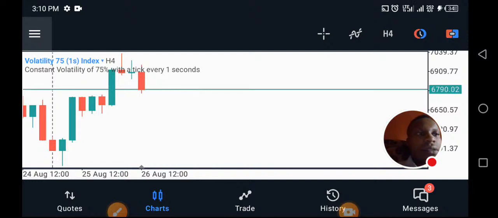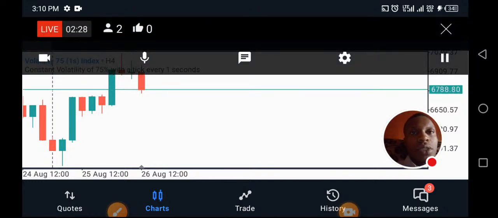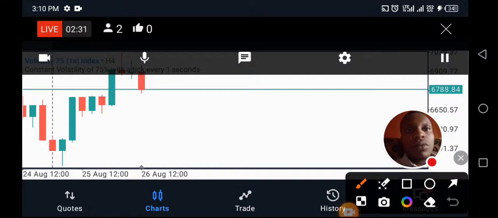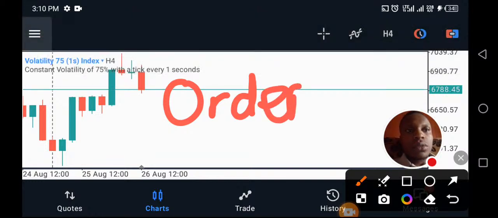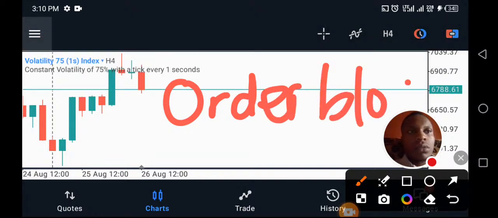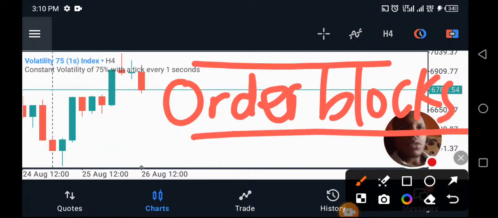Okay, so we just take out time to look at order blocks. We'll be looking at order blocks today.